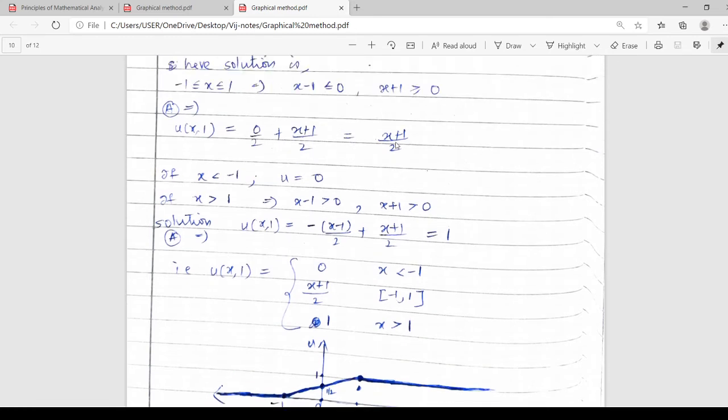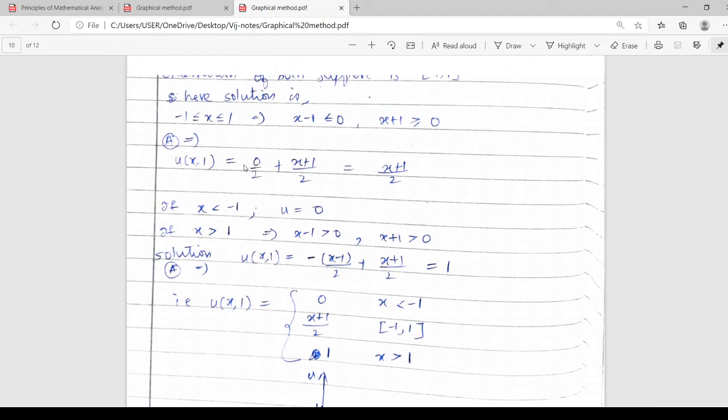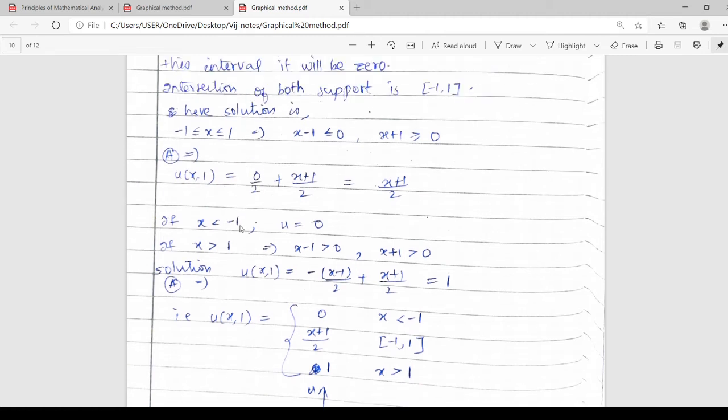So it is (x+1)/2. Now, what happens if x is less than -1? So u will be 0. If x is greater than 1, we have to find this case. When x is greater than 1, what happens?